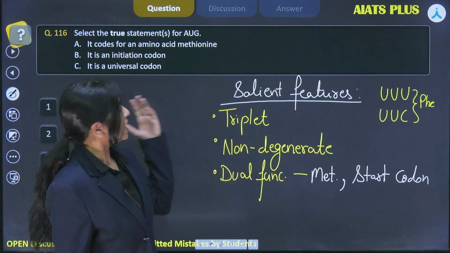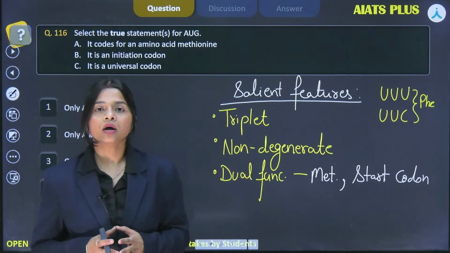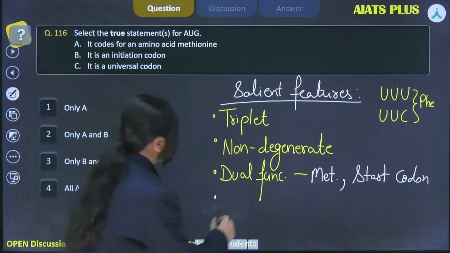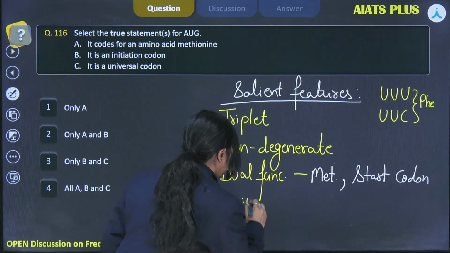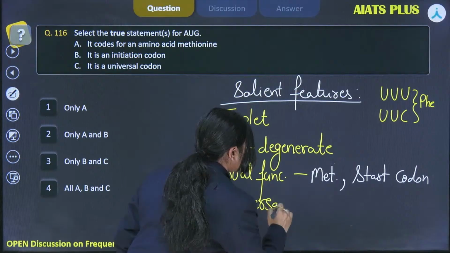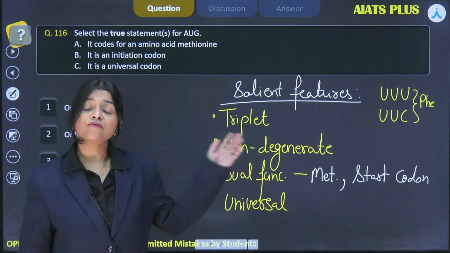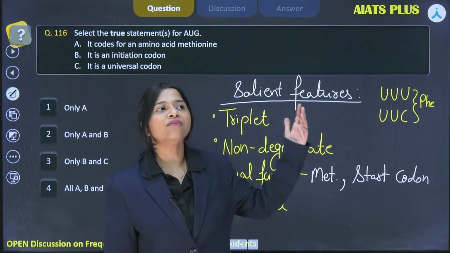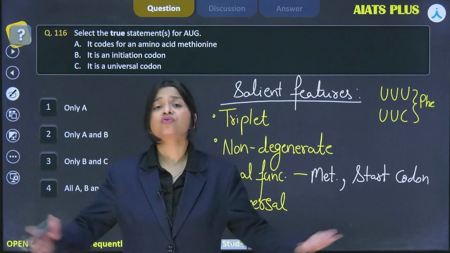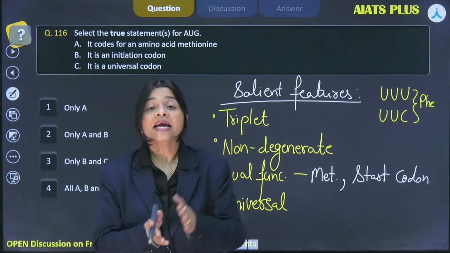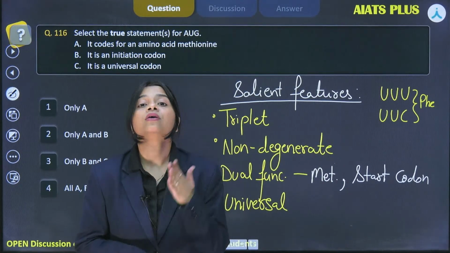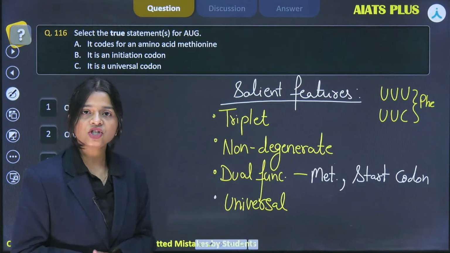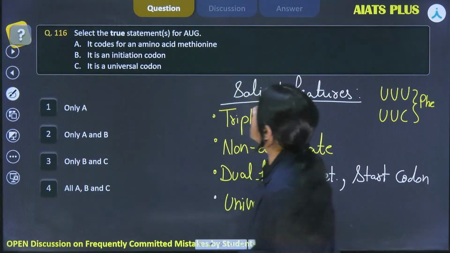Now, AUG is basically universal, okay. So it is also following the rule of universality. Why is it universal? Because if it is coding for methionine in my body, it will code for methionine in the body of an elephant or a bacteria or whatsoever organism you name. It will always code for methionine only, no other amino acid. Okay, so these are the salient features. Now coming to the question.